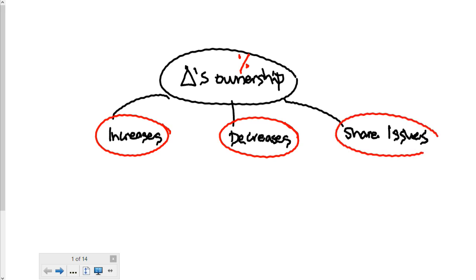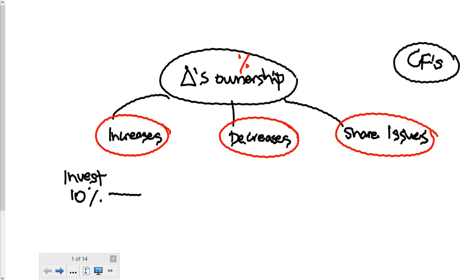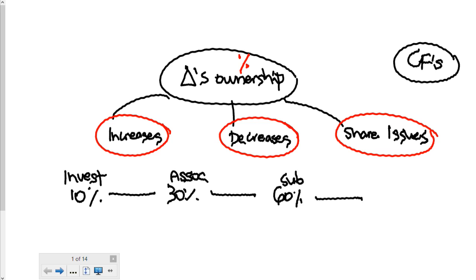Next week we were going to look at rights issues, and the week after that we were going to look at cash flows, isn't it? So we had this, and then we still were going to look at cash flows. So that email that came from UNISA basically, when we look at increases and decreases, if I had to draw it on a timeline for you, we can go from having a 10% investment to having a 30%, which would be an associate maybe or a joint venture, to having 60%, which might be a subsidiary, to having 80%, which is still a subsidiary.